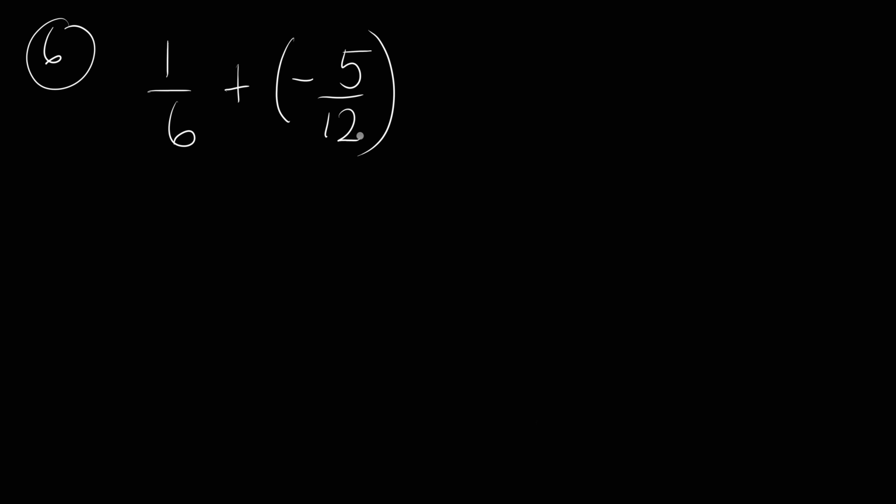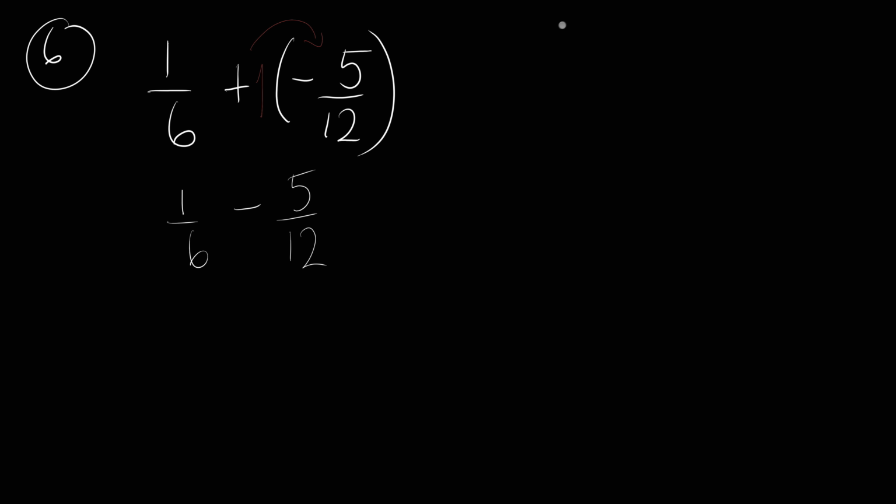Problem number 6, 1/6 plus negative 5/12. As previously we did in problem number 5, we need to clear the parentheses here. So to clear the parentheses here, there's a 1 here. 1 times negative 5/12 is going to give you just negative 5/12. So I'm going to rewrite this as 1/6 minus 5 over 12.